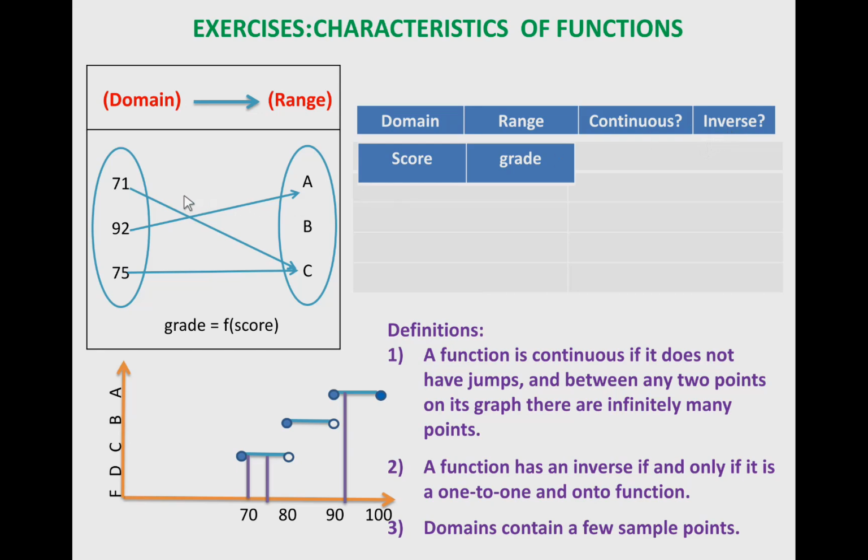And obviously from the diagram we can tell that it does not have an inverse. Why? Because definition 2 states that a function has an inverse if and only if it is a one-to-one and onto function. And if we look, it's not one-to-one because 70 and 75 are mapped to C. It's also not onto because B is not mapped to.